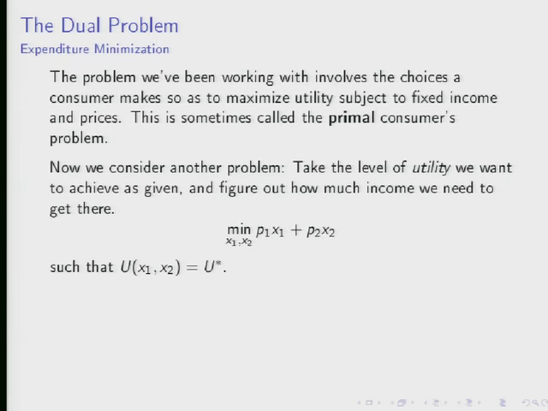So this is a consumer who sets a goal. He says, I want to be U star happy, and then goes out and figures out the cheapest way to achieve that level of utility. Okay, so that's formally how the problem is.